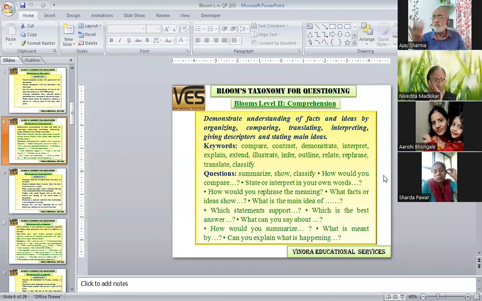So this is comprehension. How do you comprehend the things? How will the questions come? Summarize, show, classify. The keywords are compare, contrast. Contrast means difference or similarities. Demonstrate, explain in your own words.